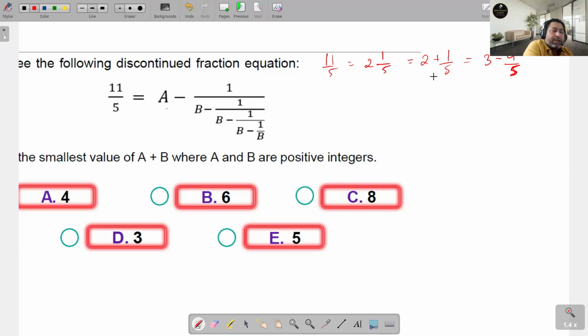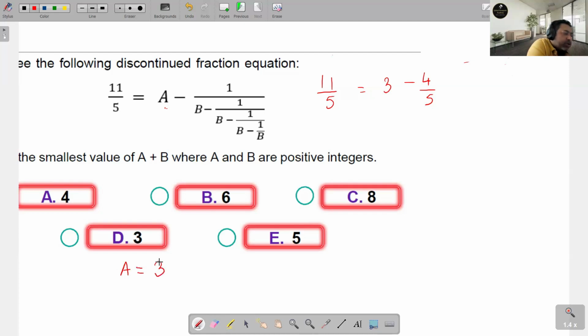We are going to take the next integer and then write the proper fractions as a difference of an integer and a proper fraction. So therefore 11 upon 5 is equal to 3 minus 4 upon 5. From this we directly got the value of a, and we'll just write it down and keep it with us. So a is going to be 3.